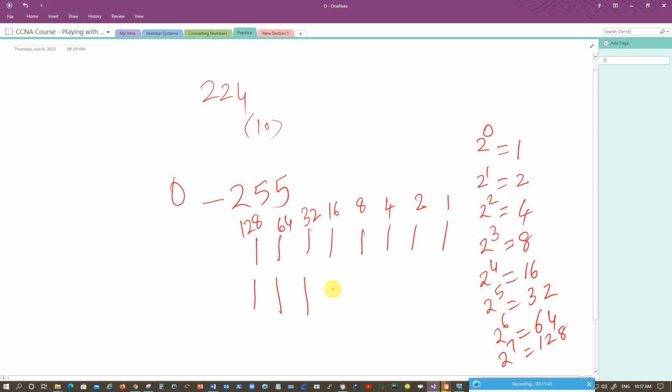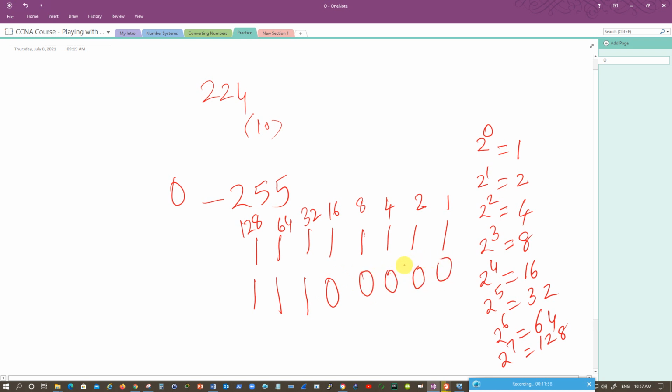Pause this screen and just try to guess this one. Should I write down or should I skip? I hope you try to guess it correctly. They cannot be skipped. You have to write down because they are to the right of this one.